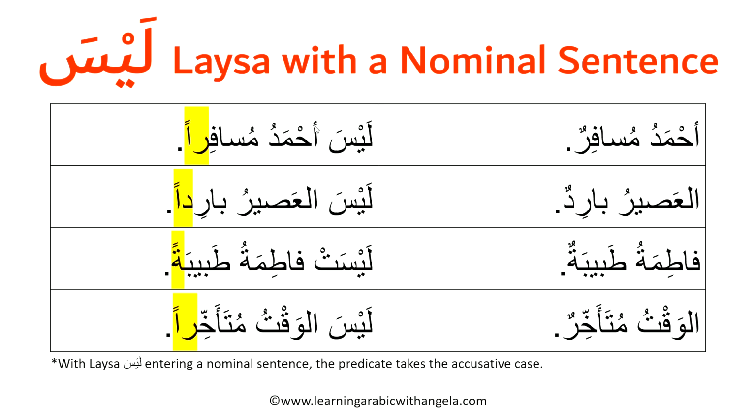And remember that ma and Laysa with a nominal sentence, the predicate is going to take the fatha or be in the accusative case. Now the difference is that ma is a tool, but Laysa is actually a verb. It's what we call فعل جامد. It doesn't change. It's only in the past tense. It's conjugated for the past tense, and I'll come to that in a bit.